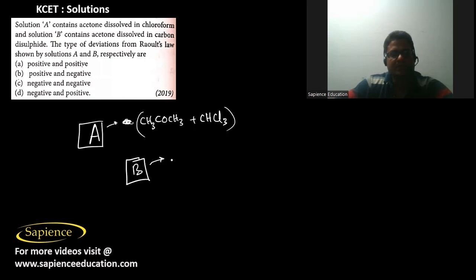Then it is told solution A contains acetone dissolved in chloroform. Acetone means CH3COCH3, and it is dissolved in chloroform, which is CHCl3. And solution B contains acetone, CH3COCH3, dissolved in carbon disulfide, CS2. Now, the type of deviation from Raoult's law shown by solutions A and B are.